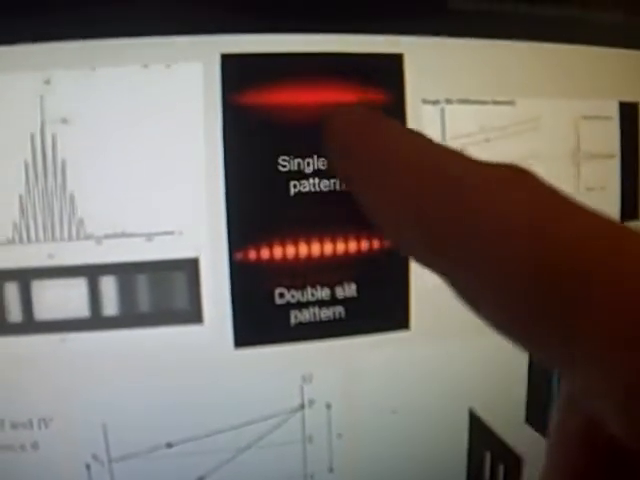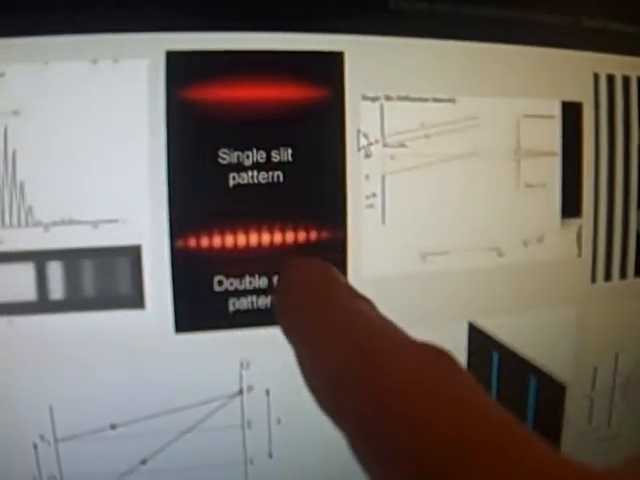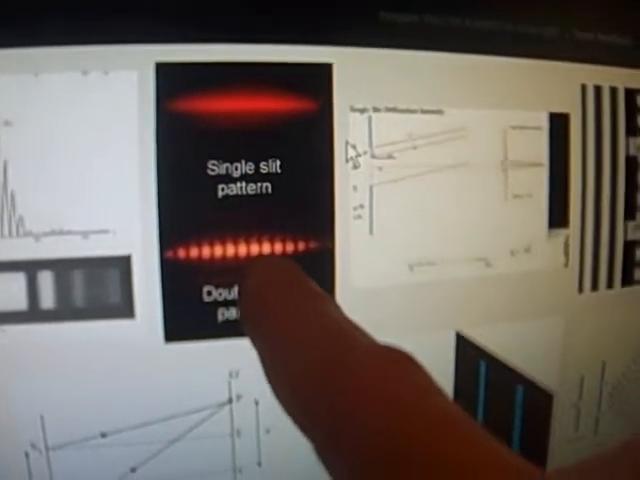Here's a single slit pattern, double slit pattern. Here's another one showing it as a blob when it's not a blob. It's got humps on the side over there. But look how many there are here: 1, 2, 3, 4, 5, 6, 7, 8. And you're supposed to have the 6 or whatever it was.